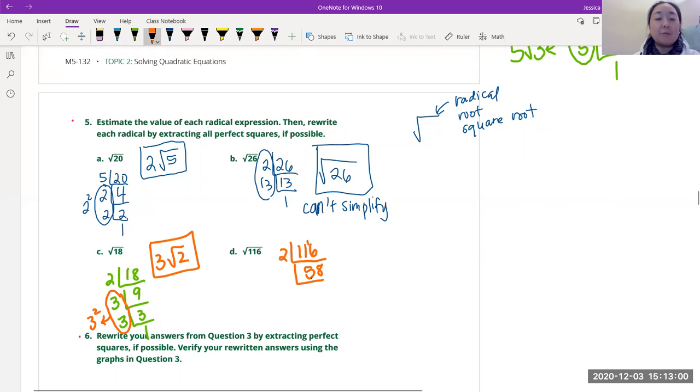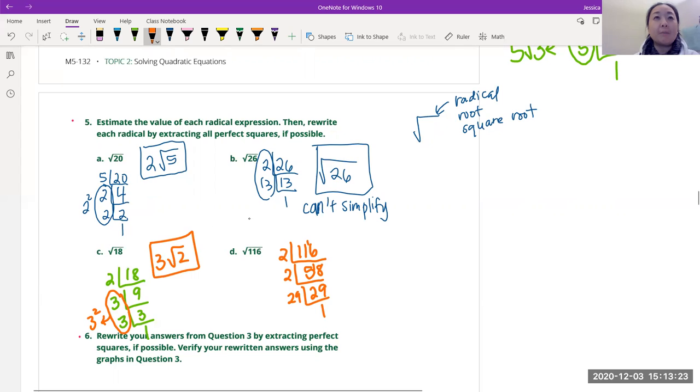So what goes into 58? Well, I know that 2 goes in there because it's an even number. So 2 goes into 5 2 times with a remainder of 1. 2 goes into 18 9 times, right? And then, 29. That's not a perfect square. That's a prime number. Nothing goes into 29. So 29 goes into 29 one time. All right. And you can try all the different numbers, but you're going to realize it doesn't work.